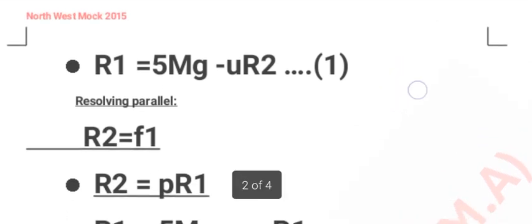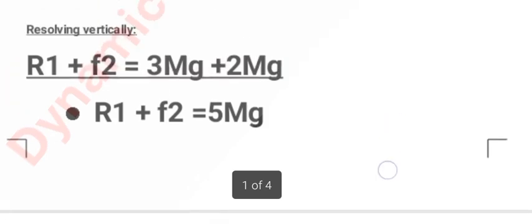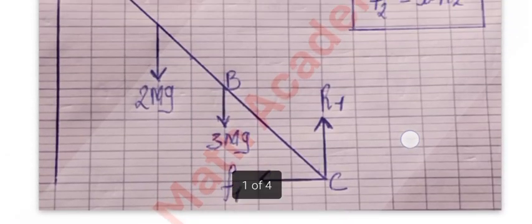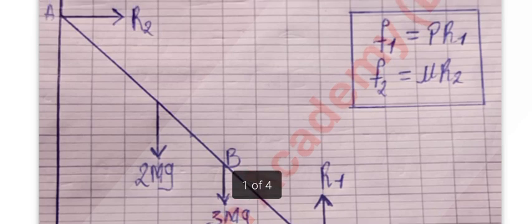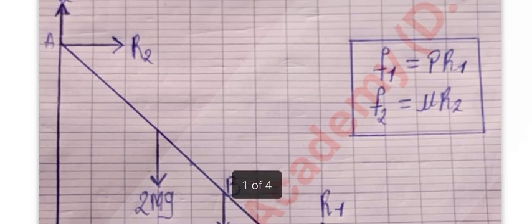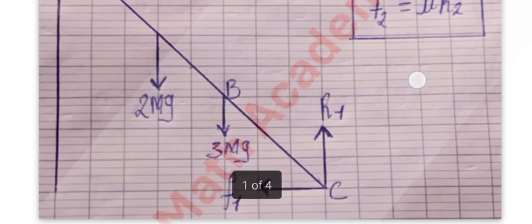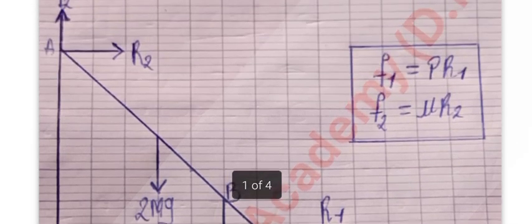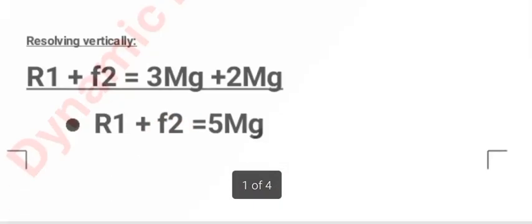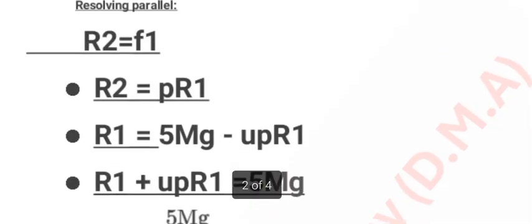Resolving horizontally, I said R2 is equal to F1. Let us check and verify if this is correct. This is R2 here, going in the positive x direction, and F1 going in the negative x direction. Since they are going in opposite directions, R2 is equal to F1. Perfect. But what is F1? F1 is simply pR1. So that's why you have R2 is equal to pR1.